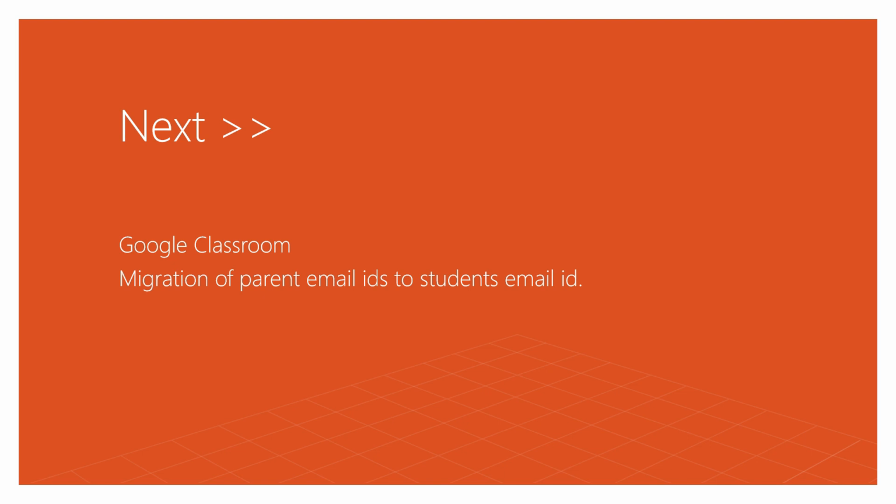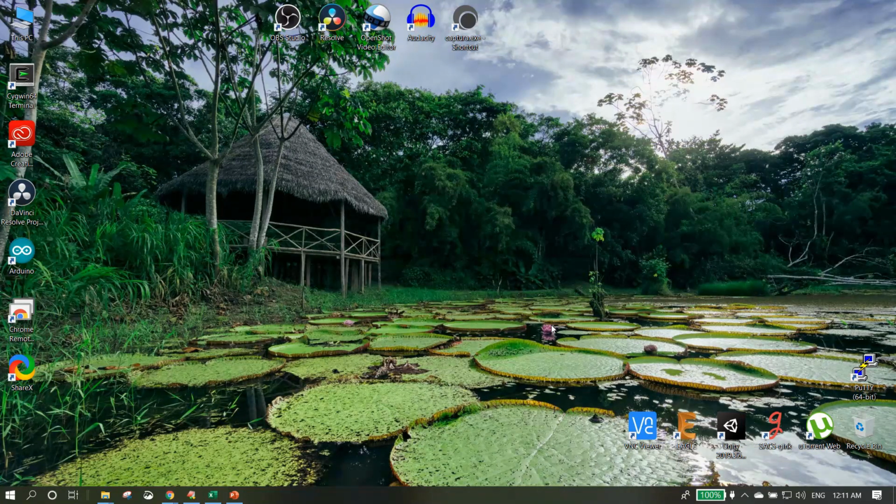Even after this, there is a facility to add the parent ID into Google Classroom as a guardian mail, so that any communication that is going to the student will be sent as a summary, a day summary or week summary, to the parent. So the parent won't get many mails, they will just get a summary. This was all about getting started with the emails.